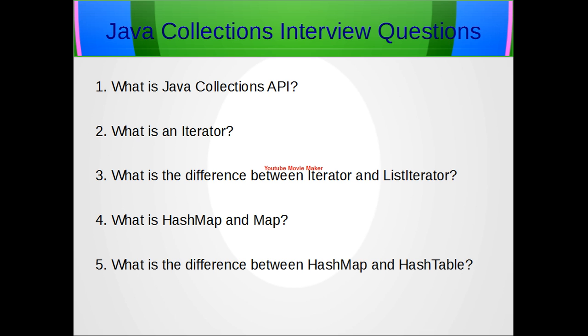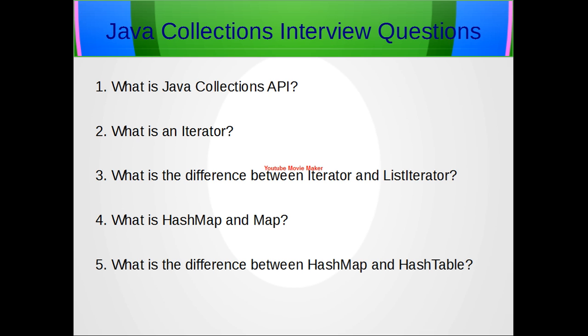So the next question is, what is the difference between java.util.Iterator and java.util.ListIterator? Iterator enables you to traverse through a collection in a forward direction only, for obtaining or removing elements. But ListIterator extends Iterator and allows bidirectional traversal of a list and also allows the modification of elements. So this is the difference between Iterator and ListIterator.